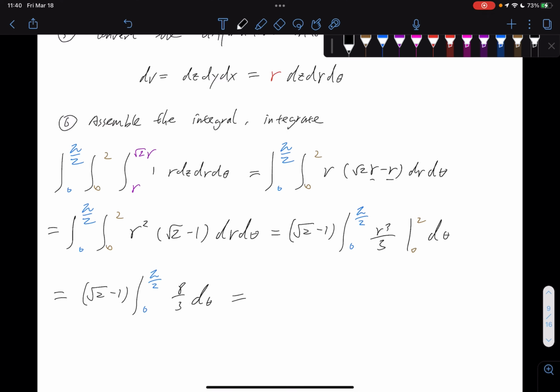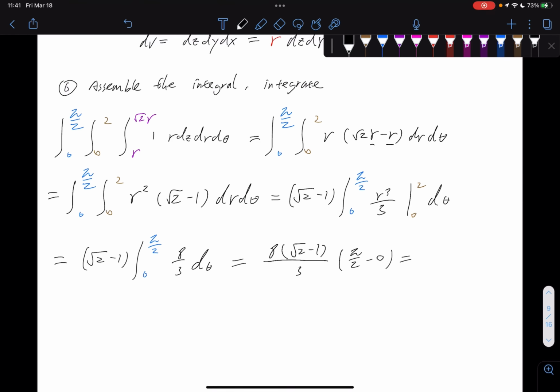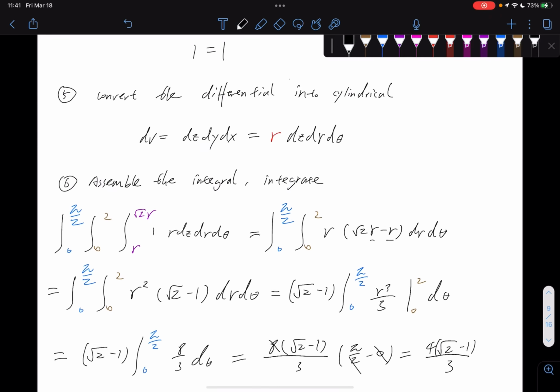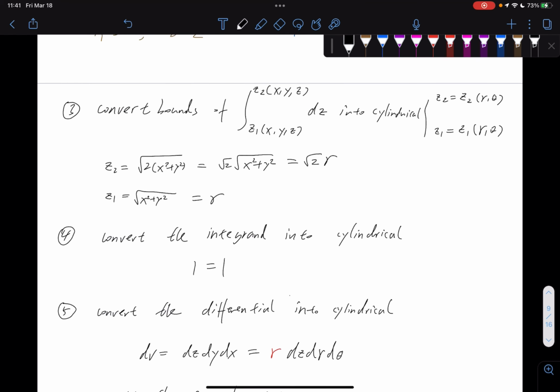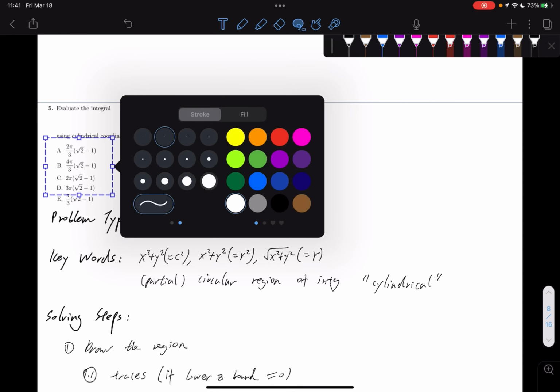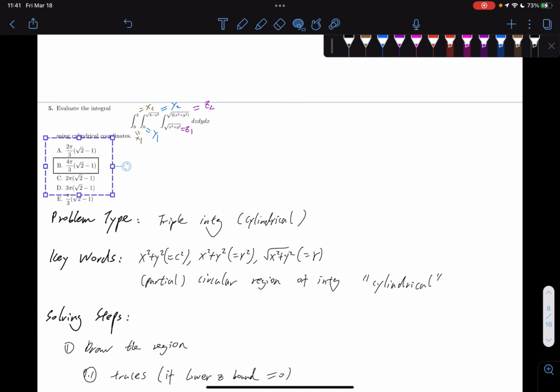That gives us 8 times root 2 minus 1, I'm rearranging a little bit, and then pi over 2 minus 0. So the 0 obviously drops out, and then we can cancel out the 2. So that's just 4 root 2 minus 1 over 3. And that is the correct answer. Bravo. And that is question number 5.